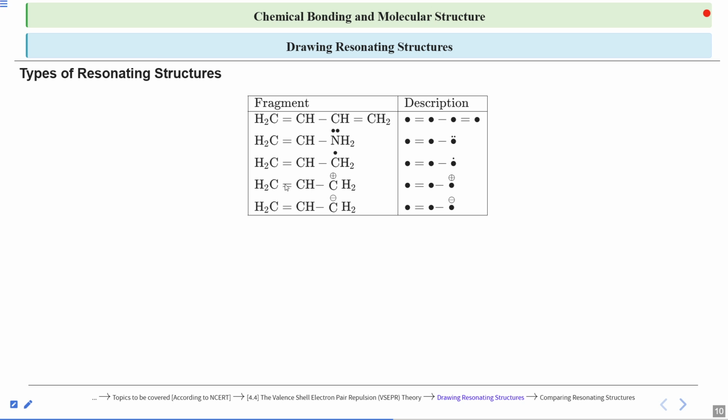Now coming on to the next one, we have a positive charge, then a single bond, then a double bond. So this fragment can also show resonance. And lastly, we have a negative charge, then a single bond and a double bond.